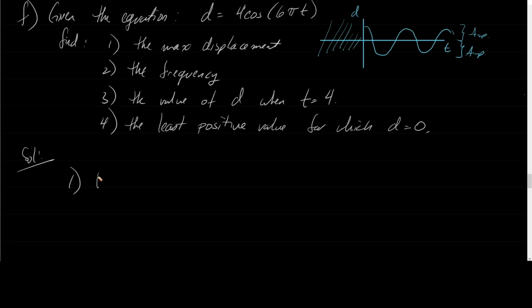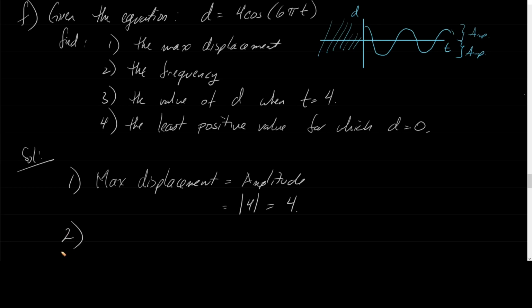So let's write that down. The max displacement is equal to the amplitude. Now we know what the amplitude is, because the amplitude is simply the coefficient of our cosine function. So we take the absolute value of that, the absolute value of 4, which in this case is just 4. So the maximum displacement is 4 units, whatever units we're working with.